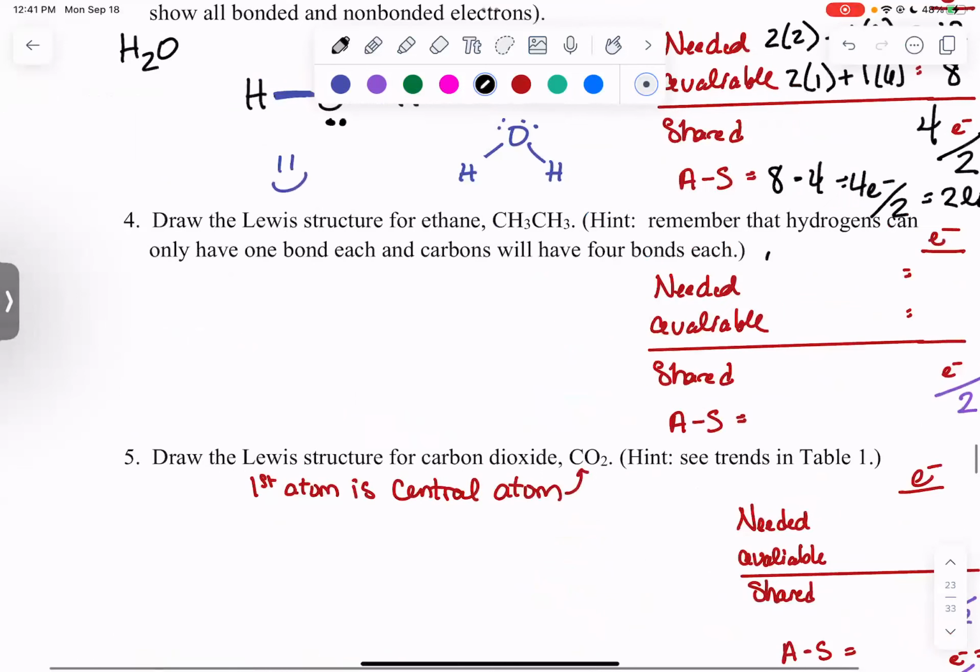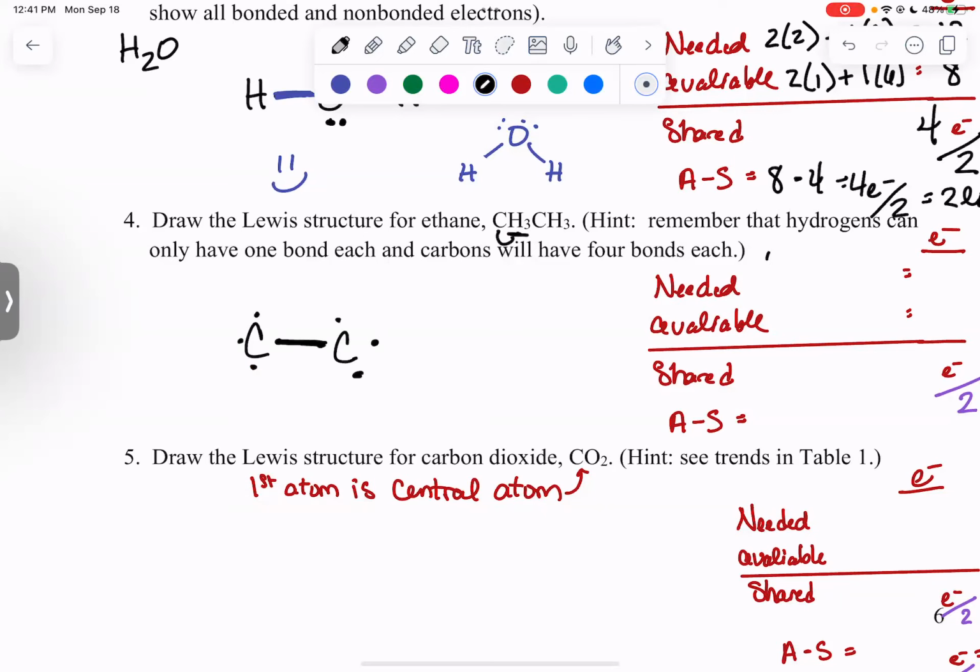So it looks good. All right, now we have CH3, CH3. So hydrogen can't be a central atom because it can only make 1 more bond, so you can't put that. So I'm going to put my carbons, and I'm going to go 1, 2, 3, 4, 1, 2, 3, 4, turn that into a bond. Now, I have 3 hydrogens for every 1 carbon.